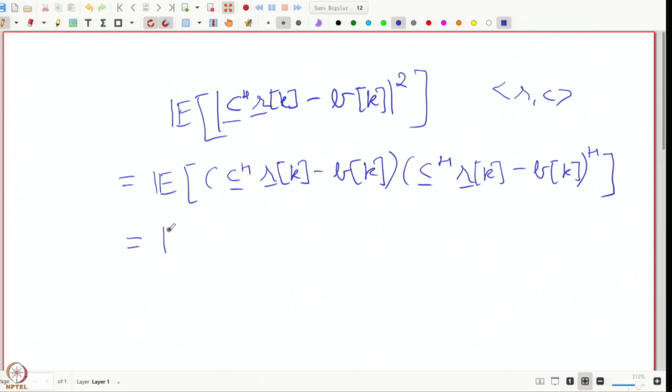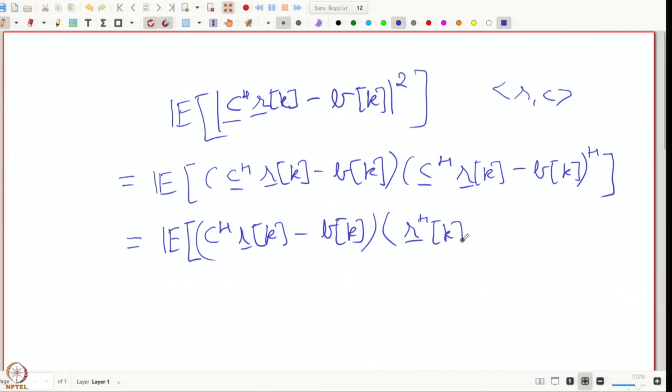This is equal to expectation of C Hermitian R_k minus B_k. Now I will apply the Hermitian operator. I will get R_k Hermitian C minus B_k star. Because B_k is a number, its Hermitian is merely going to be the conjugate. Now the Hermitian operator, when you apply on C Hermitian R_k, is the same as conjugation. You can write it as C Hermitian R_k, the whole conjugate. That will be the same as R_k Hermitian C.